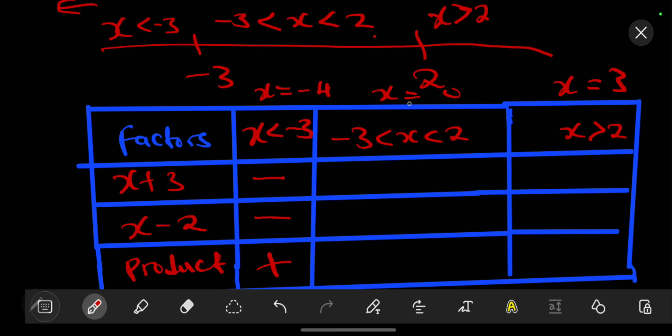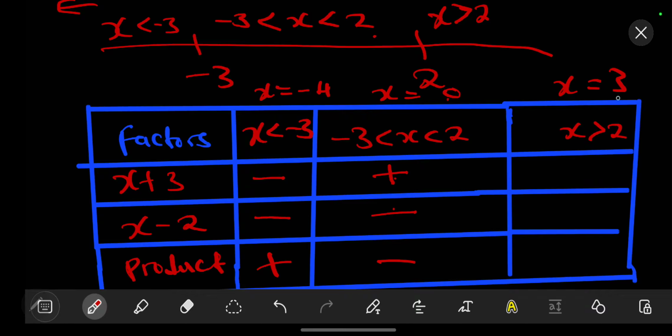Then we have x equal to 0. So we have our x plus 3, when we put our 0 here, it will be 0 plus 3, which will be a 3, which in this case will be positive. Then when we are here, we have our 0 minus 2. 0 minus 2 will be a negative. Last but not the least, we are going to multiply the signs. Positive times negative will give us a negative.